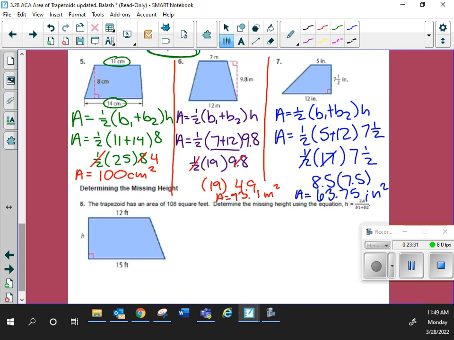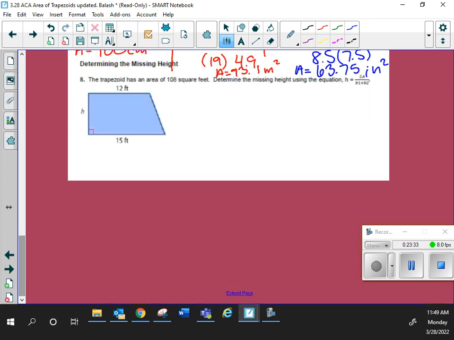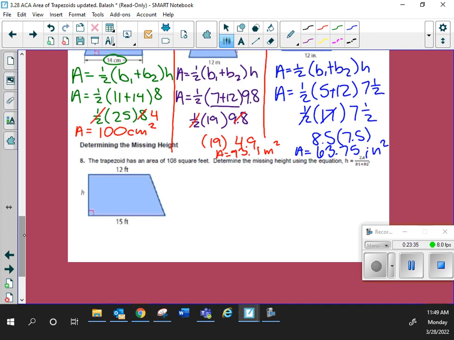Okay? This next one, this is one of the ones where they give me the area and you have to find the height. Now, because the trapezoid formula is a little spicier, they actually gave us the formula to help us out. Okay, let's look at that. It says that H is equal to 2A over B1 plus B2. Now, that is way complicated. I'm not even going to explain how they got that formula. But I have the formula.